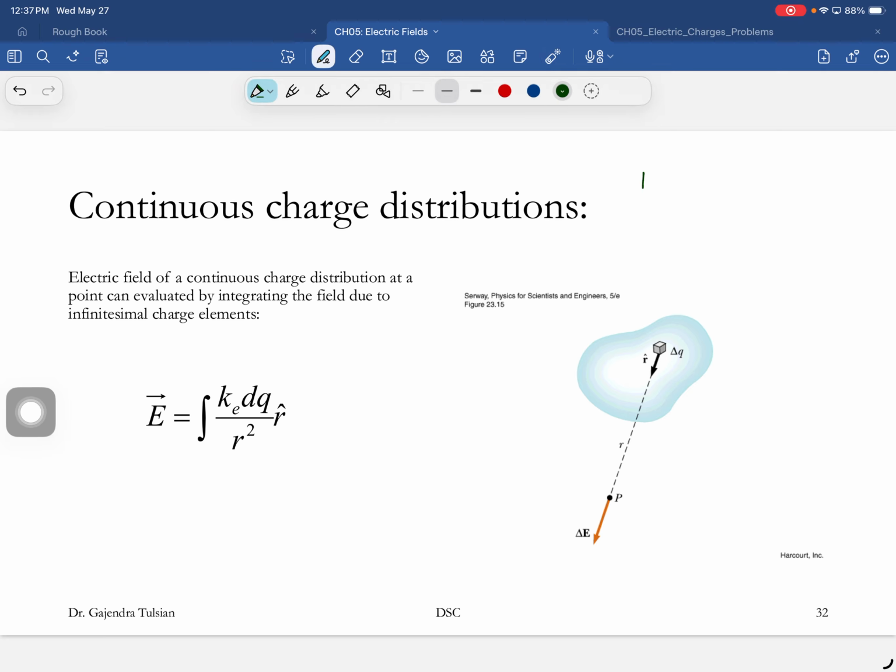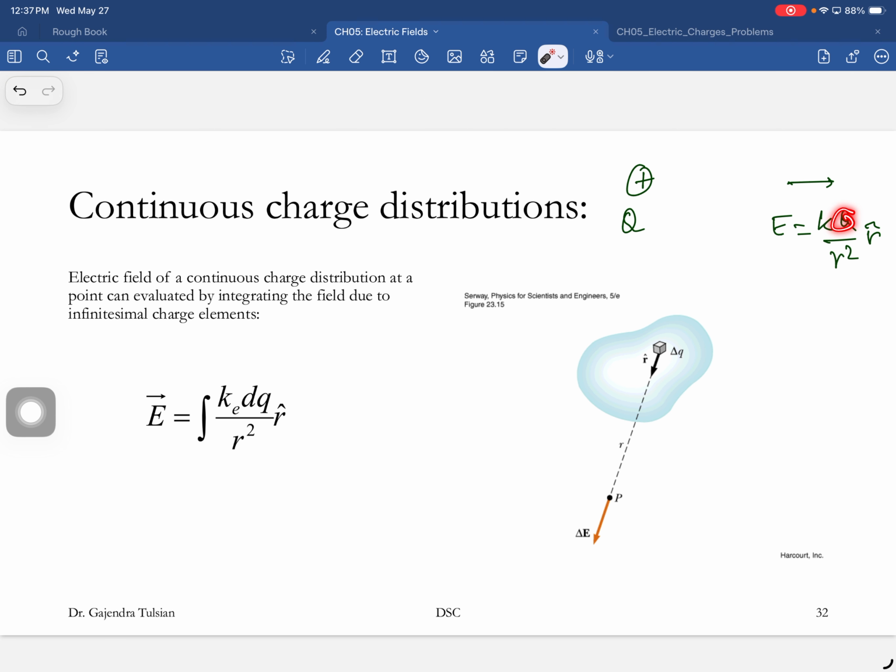The electric field from a point charge at a distance is given by kq over r squared, times r hat, the unit vector pointing away from the charge. So if the charge is positive, the electric field is pointing away, and if the charge is negative, the electric field is pointing toward it. If you're super rich and you have a cloud of charges, how do you find the electric field due to this?